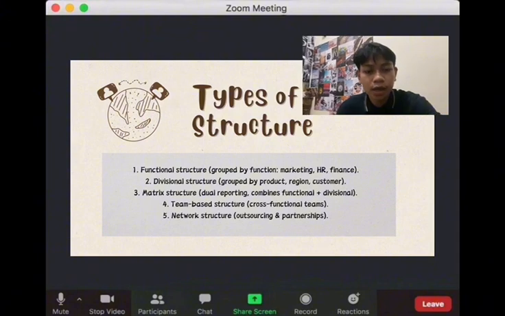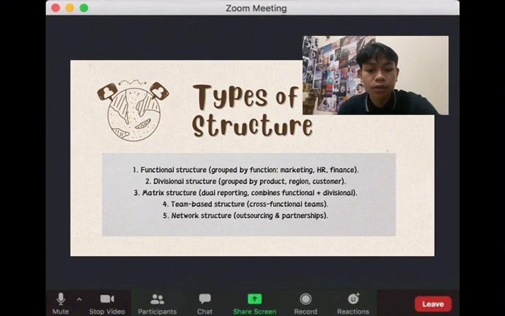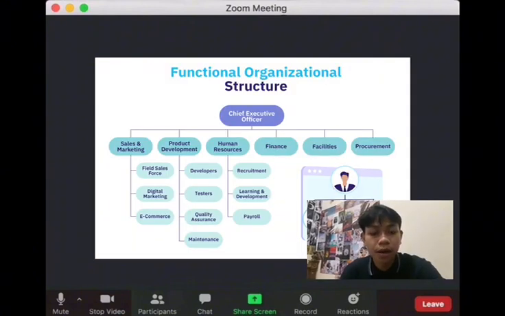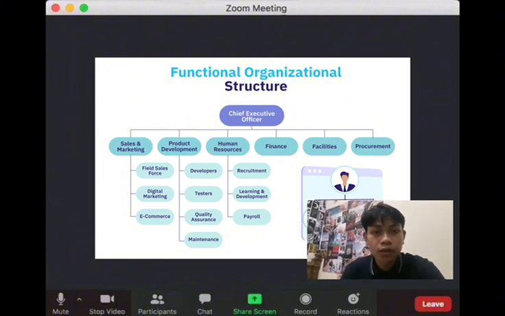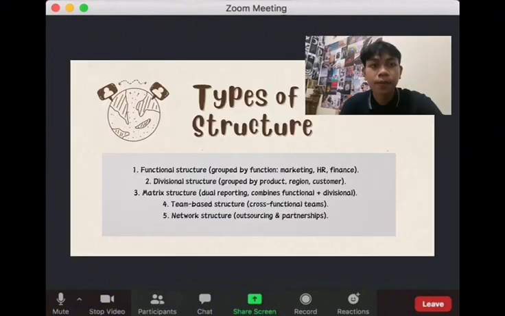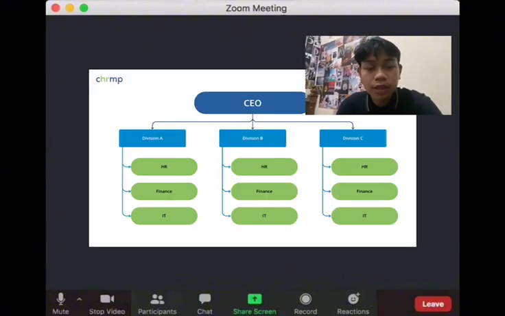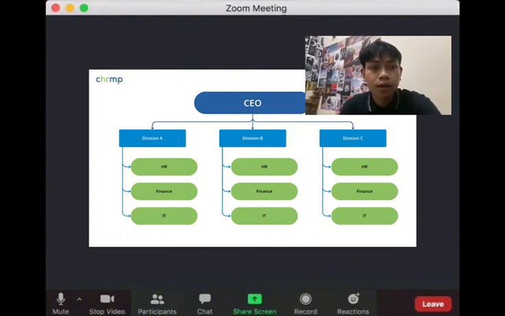Okay, chapter 9, designs, contingency factors, and trends. First, functional. Functional means grouping by expertise like marketing, accounting, and auditing. People who have expertise in certain positions. And then divisional. Divisional means grouping by product. When we see in the BMFB Unila, we have sport divisional and then human divisional. So it means grouping by product.